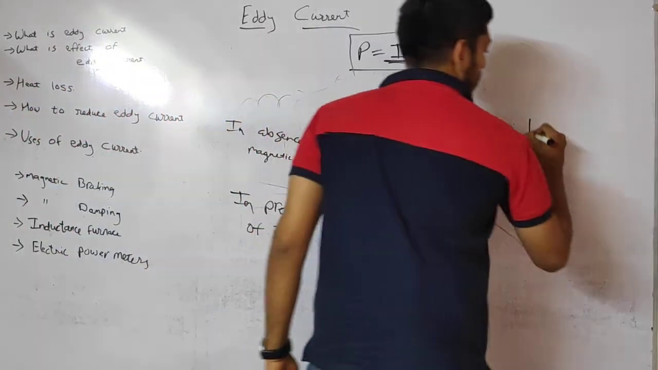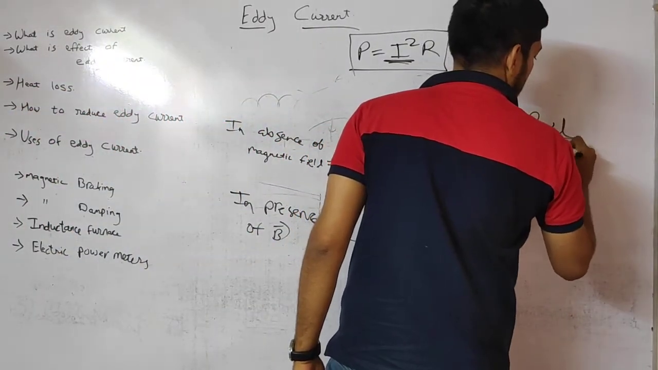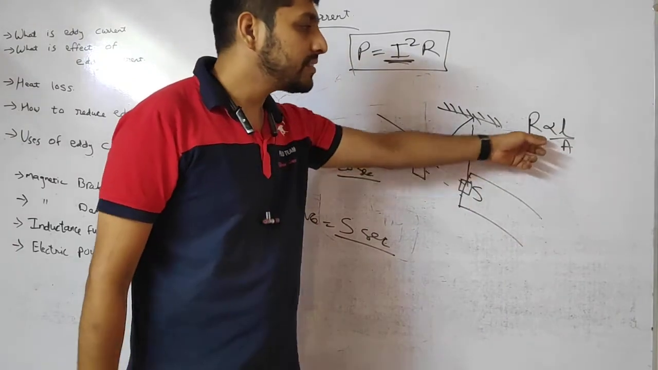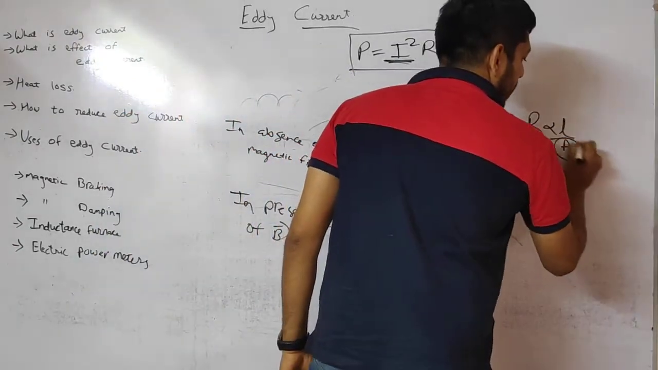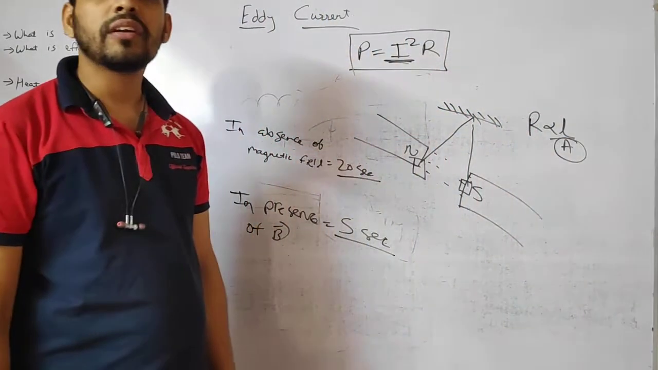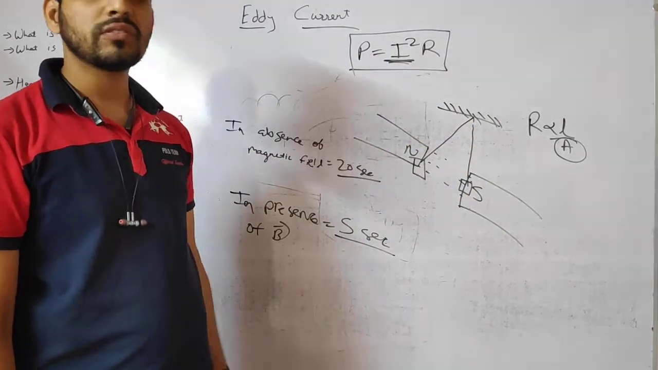So what can you do? R is proportional to L by A. So to increase R, what will you do? You can decrease the area. If you decrease the area, R will increase because it is inversely proportional.